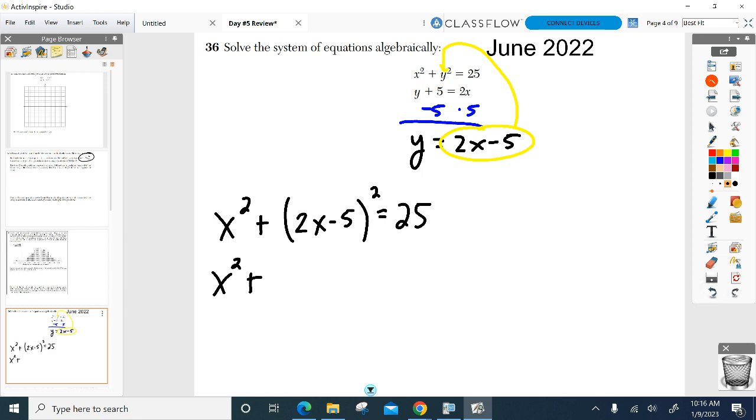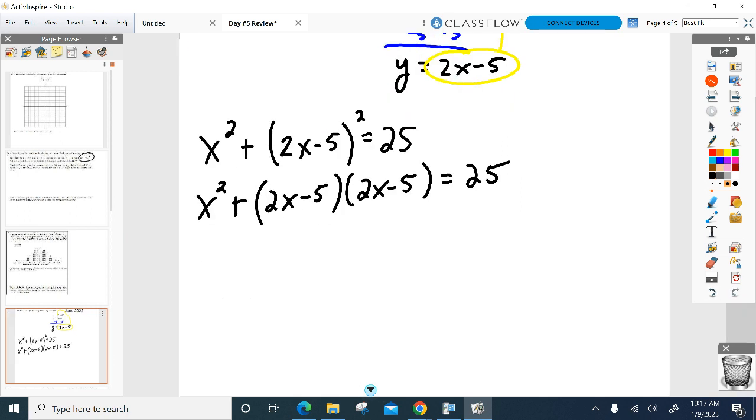All this is telling me is take this and rewrite it again, twice, and do double distribution here. That's what it's telling me when I see a whole parenthesis squared. Write it twice, double distribute. It's on you now. 2x times 2x. 2x times negative 5. Come on, let's go. Dig deep. Get after it.